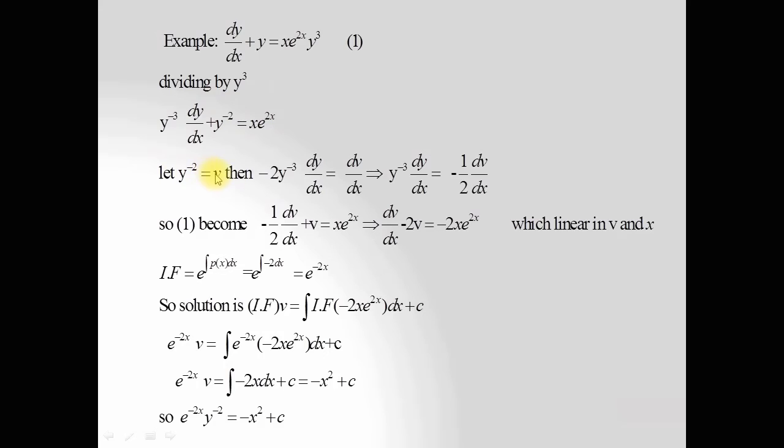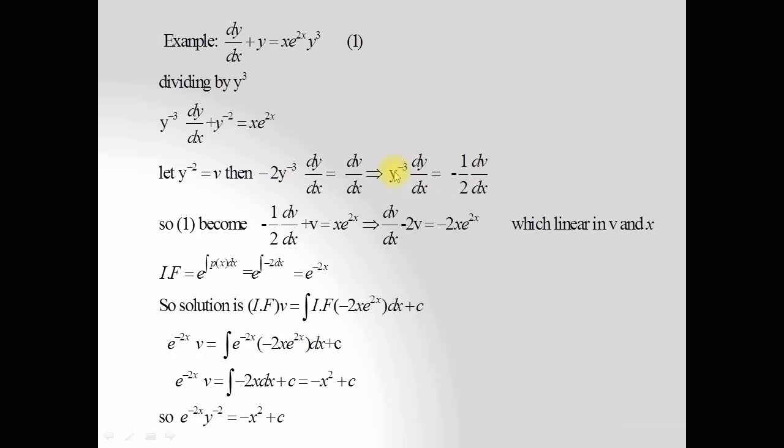Let y^(-2) = v. Then, taking the derivative with respect to x using the power rule, -2 y^(-3) times the derivative of the base, dy/dx, is equal to dv/dx. To find the value of y^(-3) dy/dx, since on the left hand side we have y^(-3) dy/dx, its value is equal to -1/2 dv/dx.